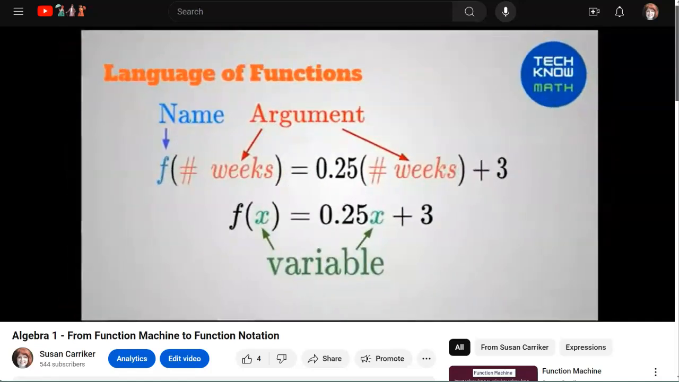In the language of functions, the letter that's in front of the parentheses is called the name of the function. Whatever is input in the parentheses, we call the argument of the function. Sometimes those are words, phrases, expressions. And then finally, if we have f of x, x is called the variable of the function. Notice there's only one variable in function notation.